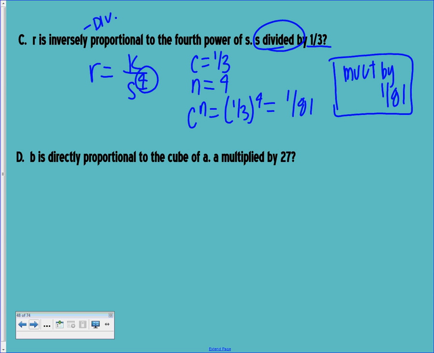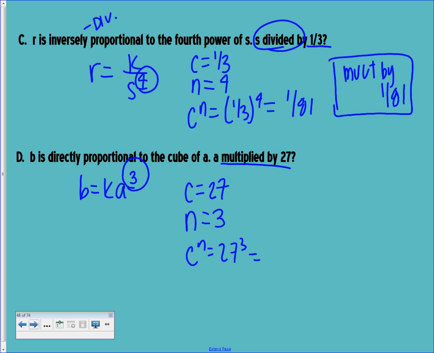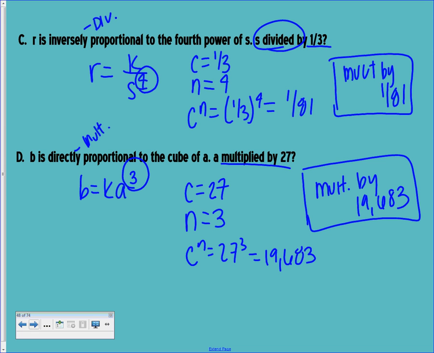And last but not least, let's take a look at example D. B is directly proportional to the cube of A. So I'll just write that out again for myself. And it's being multiplied by 27. So I've got c for my change is 27. And my exponent in my equation is 3. c to the n is 27 to the 3rd, which happens to be 19,683. Direct means multiply, and multiplied keeps it. So multiplied by 19,683.